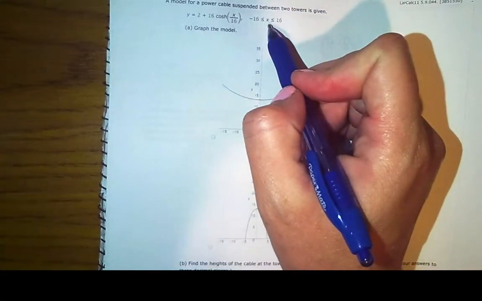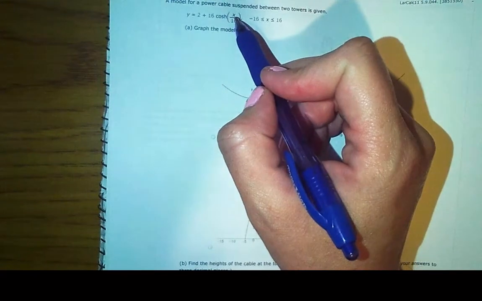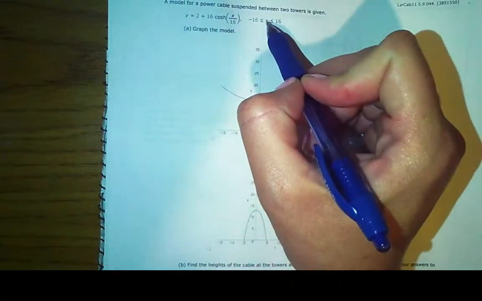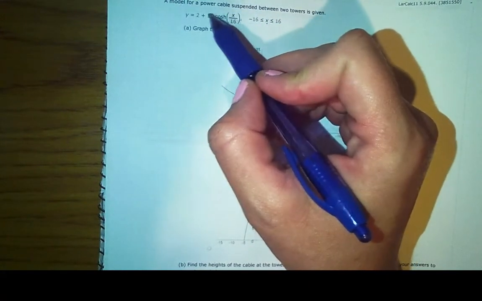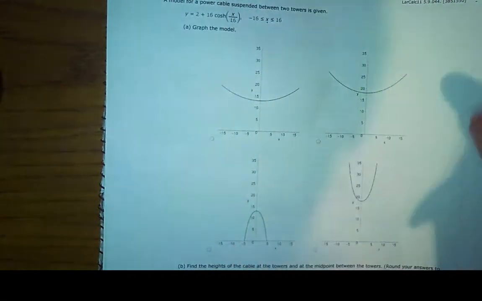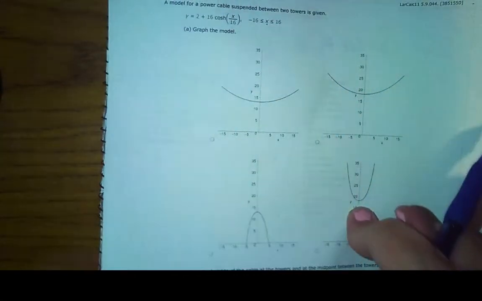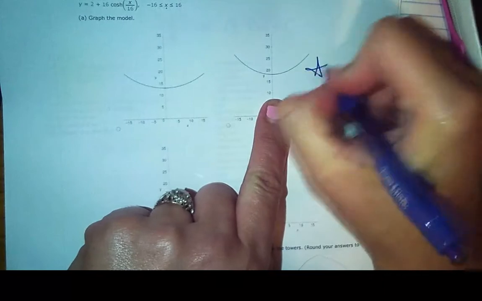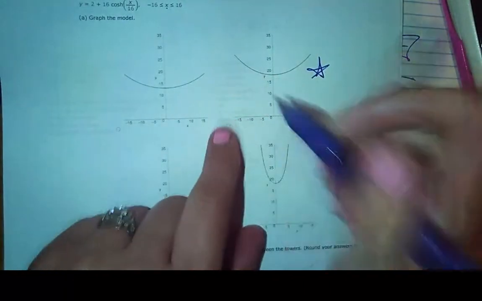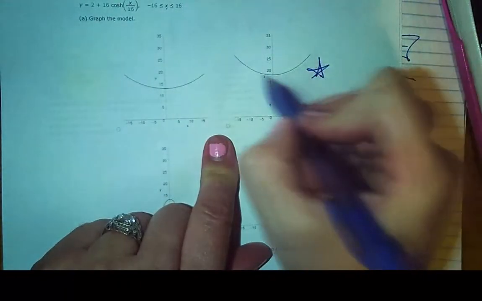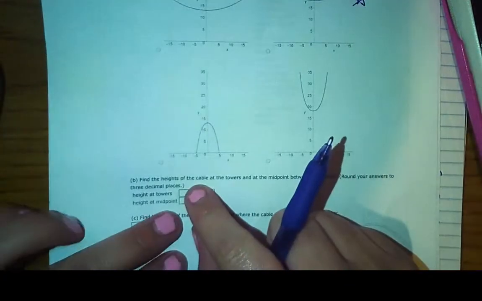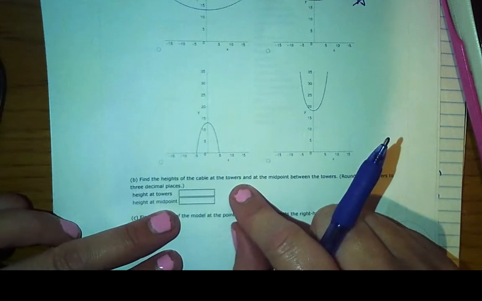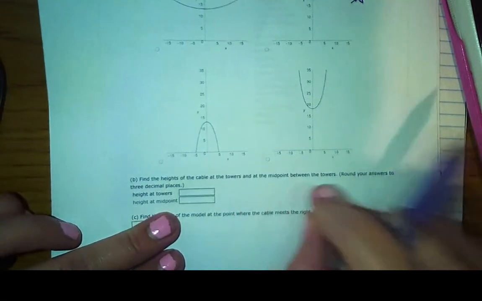We just figured out that the cosh of 0 is 1, on this one up here, okay? So if I shove in a 0, the cosh of 0 is 1, times 16 is 16, plus 2 is 18. So I know that this thing should hit at 18. And so I'm just telling you right now it's going to be this one, okay? So there's your power line, and it just kind of sags because of gravity. And so from here, I want to know the heights of the cable at the towers, as well as at the midpoint.